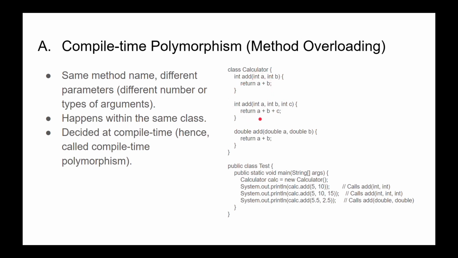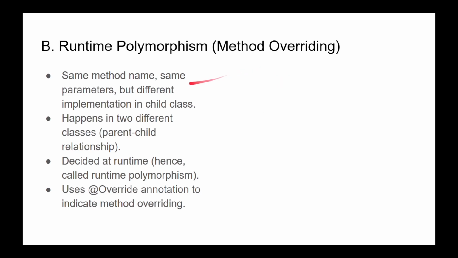Coming to runtime polymorphism. In runtime polymorphism, a method should have the same name and the same number of parameters, but it should be implemented in the child class, not in the same class. This is the difference between method overloading and overriding. It happens in two different classes with a parent and child relationship. This object creation will be decided at runtime, so due to this, it is called runtime polymorphism. And it also uses the @Override annotation to indicate that the method is overridden.